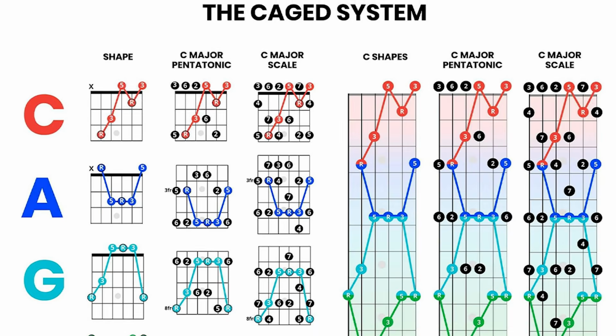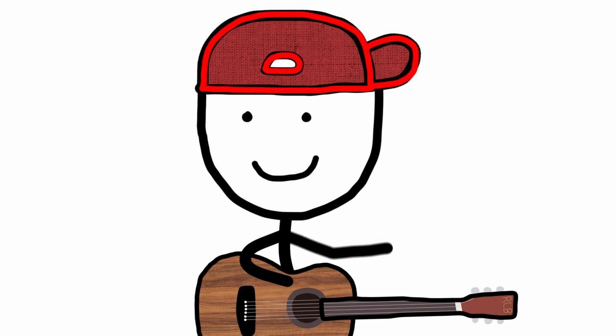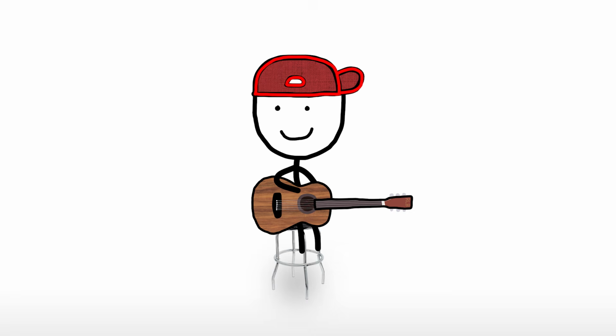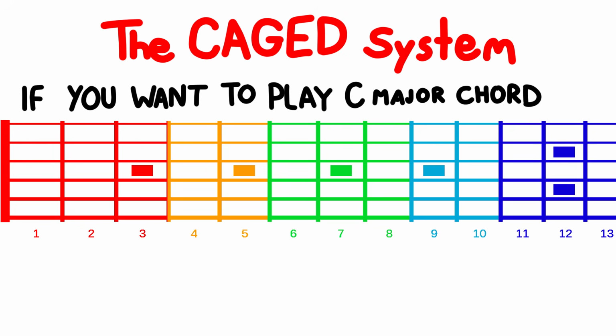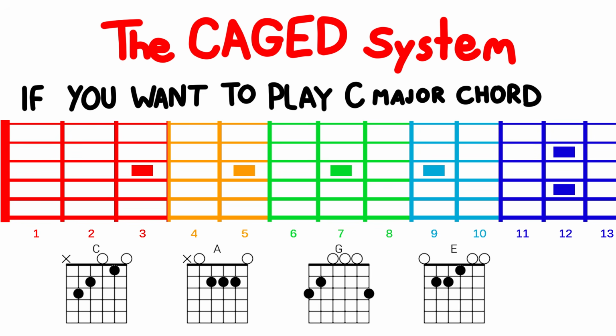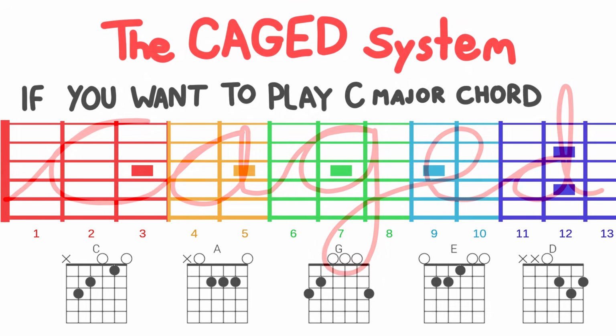So the CAGED system is something that can get really complicated, but at its core, really isn't. Basically, all it's saying is that if you want to play a C major chord in 5 different positions on the fretboard with 5 different open chord shapes, you just spell the word CAGED.